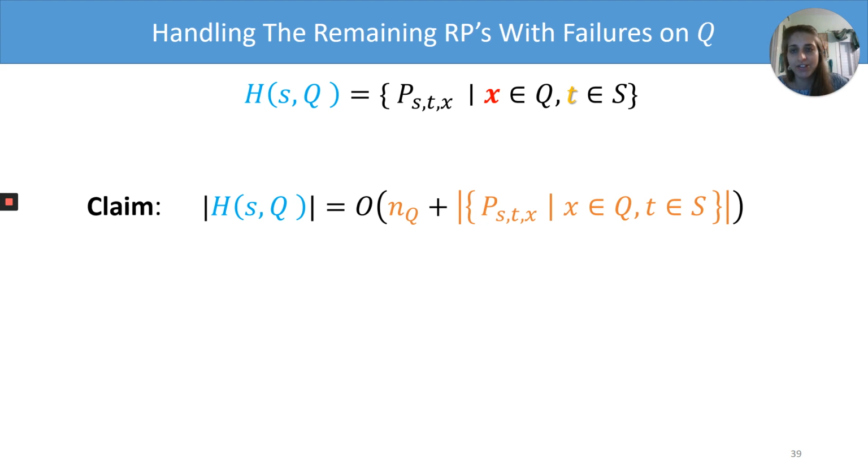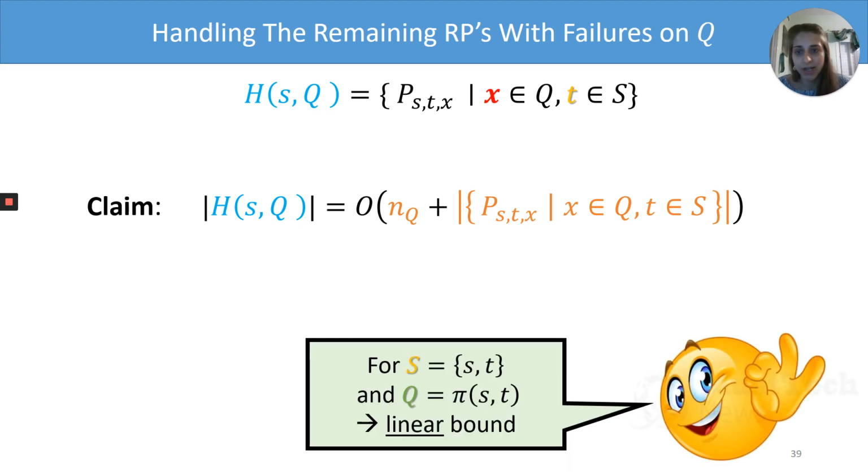So to sum up, if HSQ is all the edges in the replacement path where the failure is on Q, we can show that its size is O of NQ, and then the number of such replacement paths. As you recall, we added 2 edges for each replacement path. This is a good point to mention that for a single pair, we get a linear bound here, since NQ is equal to N. If we take Q to be the shortest path between S and T and apply this analysis, then Q is the path between S and T, so NQ is just N, and the number of replacement paths, where T is fixed and X is in Q, is bounded by N, since this is the bound over the length of the shortest path. So we get a linear bound here for a single source-target pair.